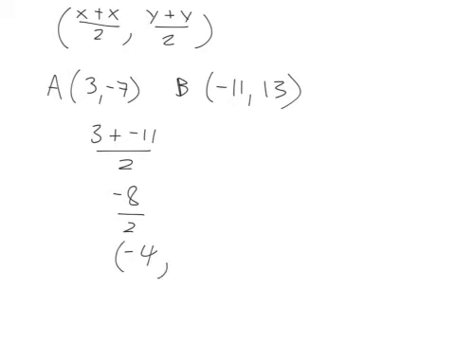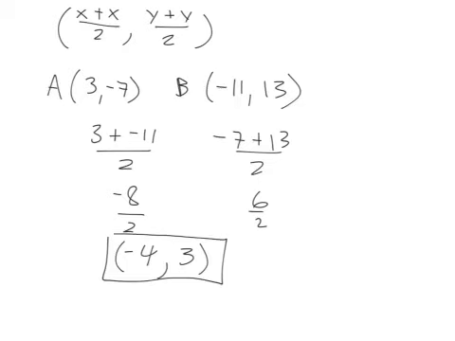Let's do the same thing for the y values. We take -7 and we add +13, dividing it by 2. You'll see you get +6 divided by 2, which reduces, of course, to 3. And there we have it. That's our midpoint between the points A and B.